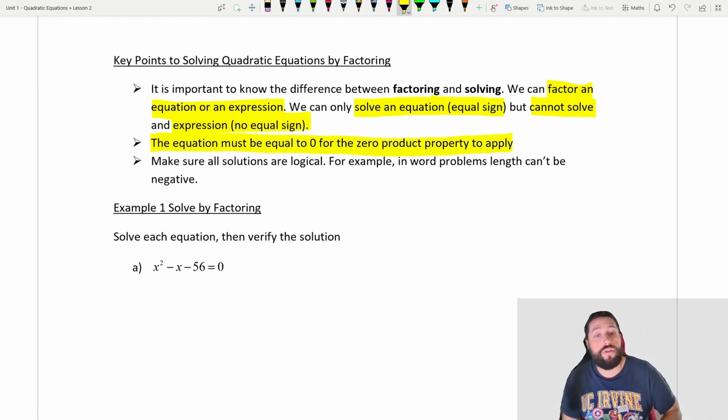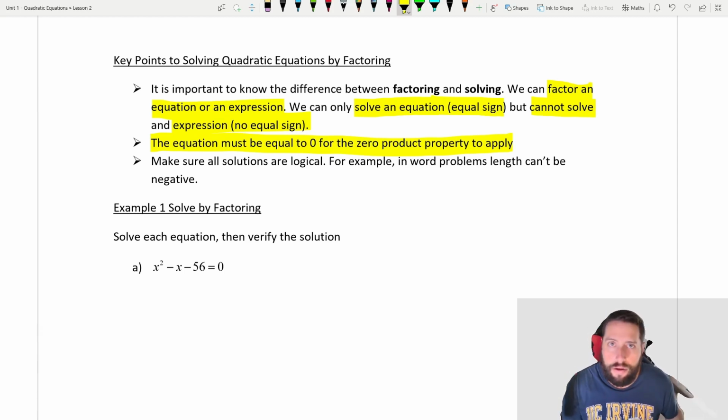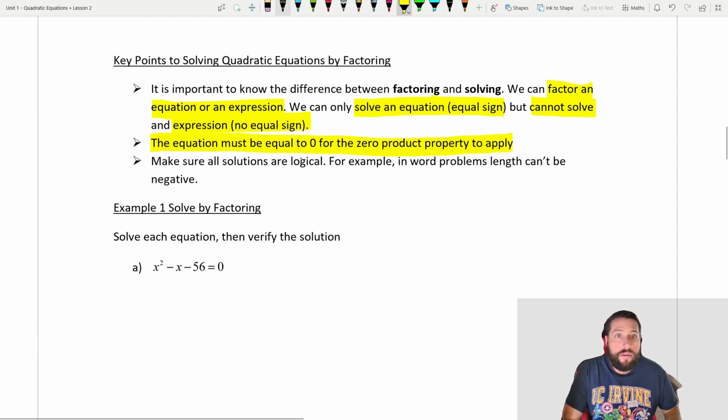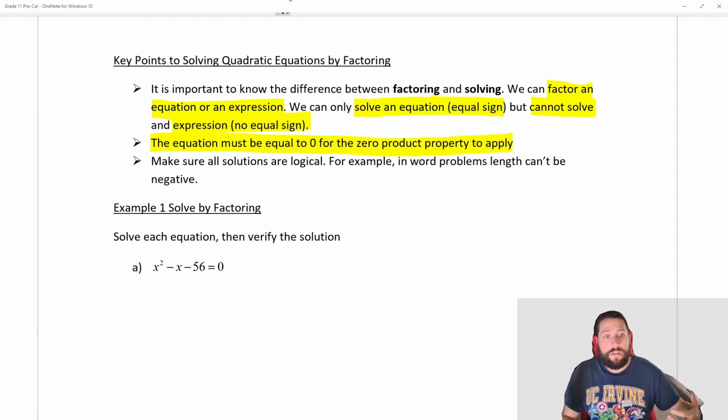And make sure all solutions are logical. For example, in word problems, length can't be negative. It just doesn't make any sense. All right, so what we're going to do now is go through different types of examples.